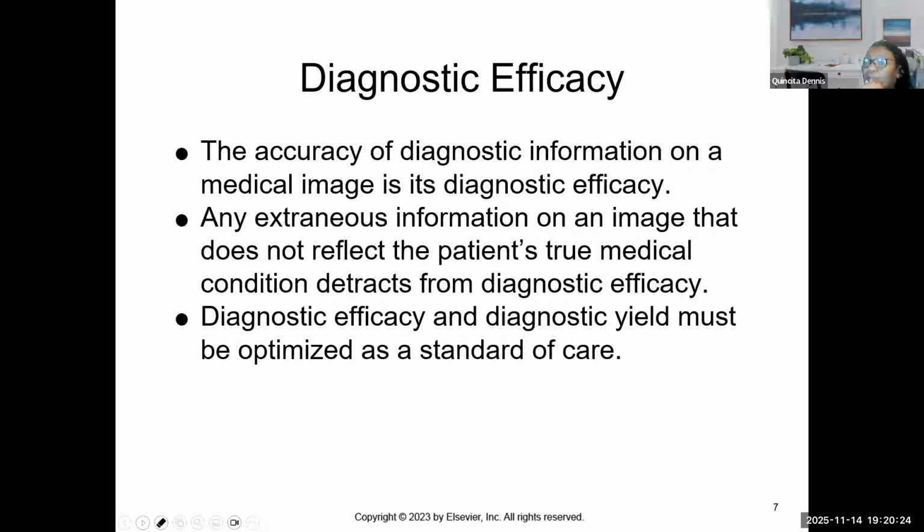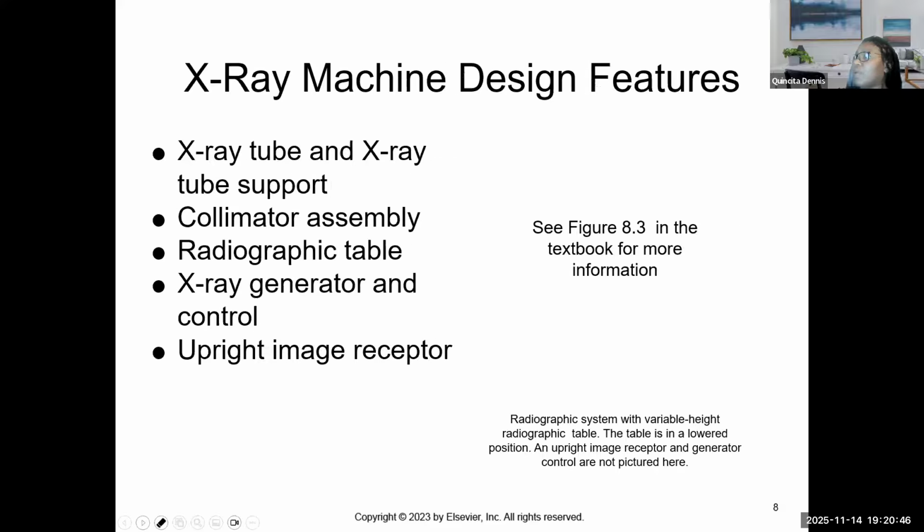So not only does the information need to be there for us to get the diagnosis, also the information has to be accurate. So everything that needs to be included for that diagnosis needs to be there. So those two terms kind of go hand in hand, in my opinion. All right, now we're moving on to X-ray machine design features.